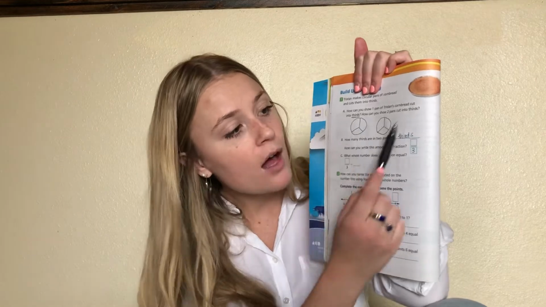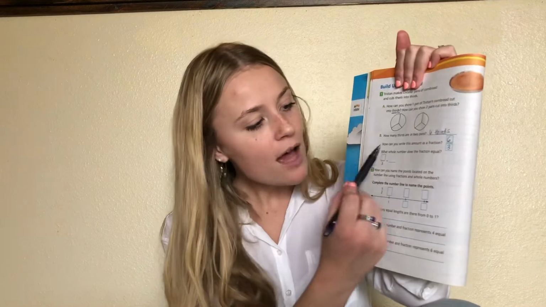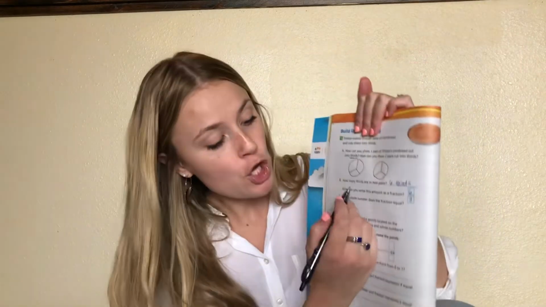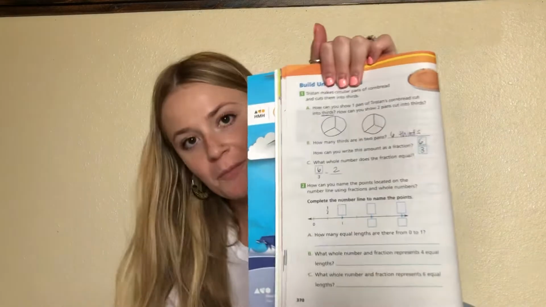How can you write this amount as a fraction? Now remember, the bottom number, our denominator, tells us how many pieces are in one whole group. So how many pieces are in one whole group? 3, so that goes on the bottom. How many of those thirds do I have all together? I have 6. So what whole number does the fraction equal? 6 thirds equals my 2 pans of cornbread.